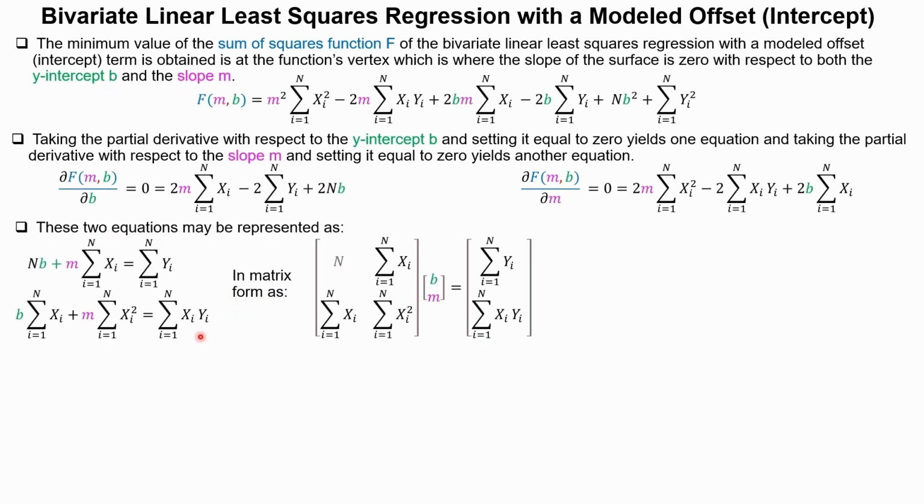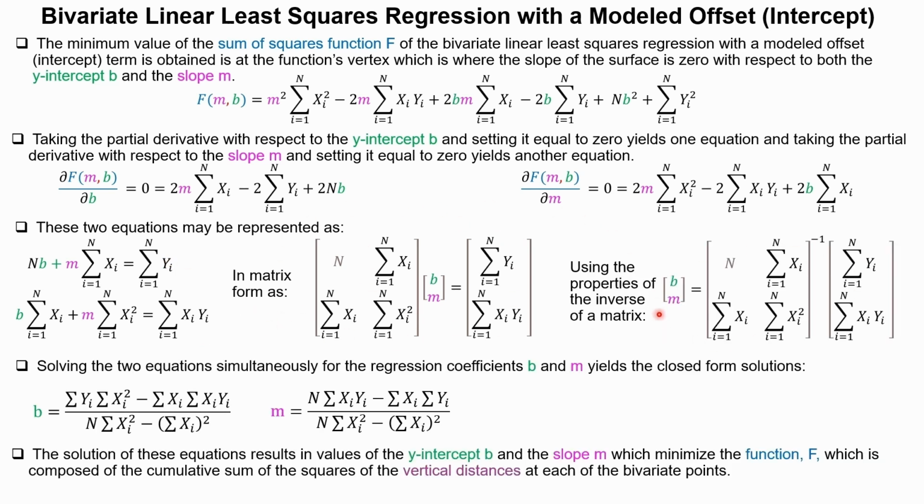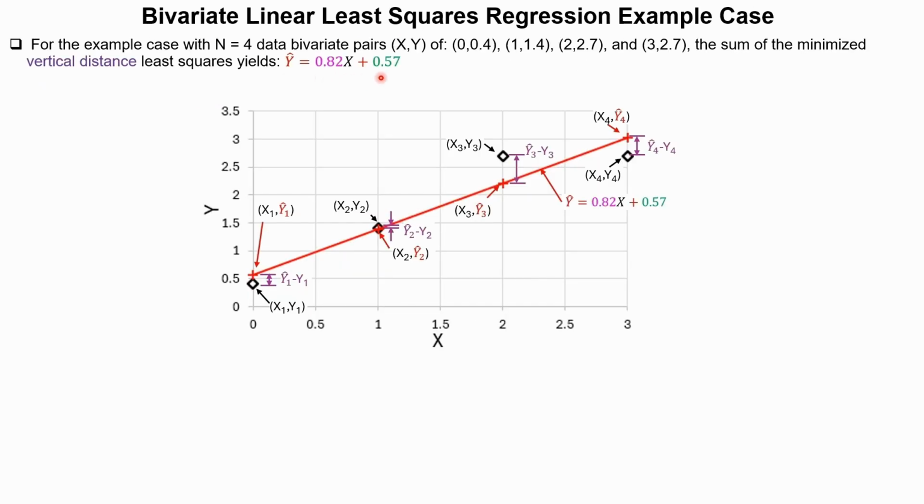These two equations may be written as this, or in matrix form as this. Using the property of matrices, we can solve directly now for the two coefficients, which in closed form can be shown as here. These are the values of the y-intercept b and the slope m, which minimize the function f. For the model equation form with a slope and an intercept and these 4 data points, this is the resulting equation which minimizes the sum of the squares of all the residuals.